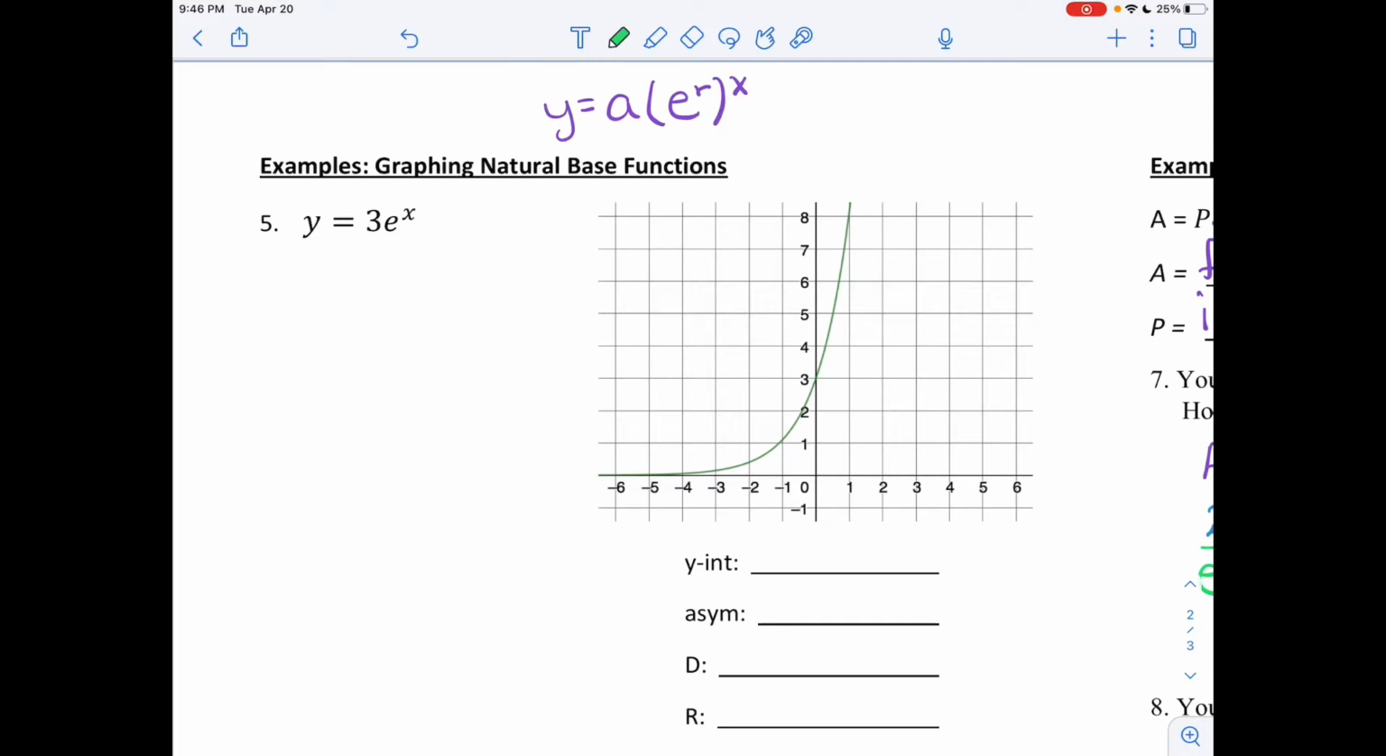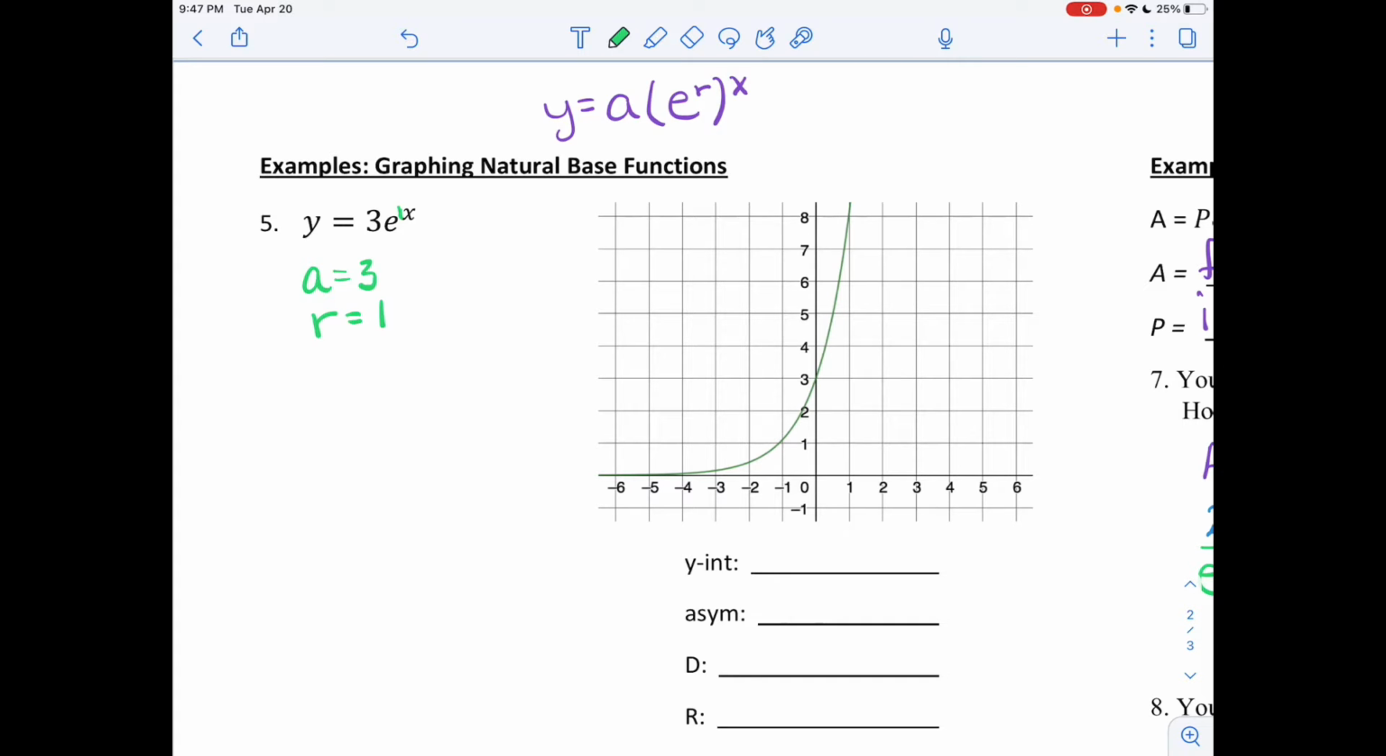Let's go ahead and look at a couple of graphs of natural base functions. So again, keep in mind that this is our function that we are starting from, and we will identify an a value and an r value. For this first one, we have y is equal to 3e raised to the x power. And so our a value is a 3. And our r value is, well, it must be a 1 because there isn't any number in front of x, so r is a 1.